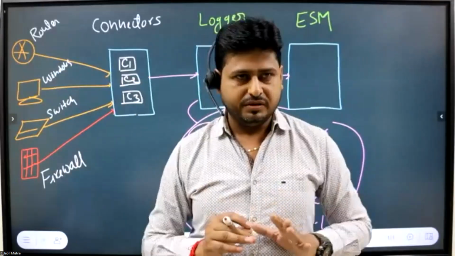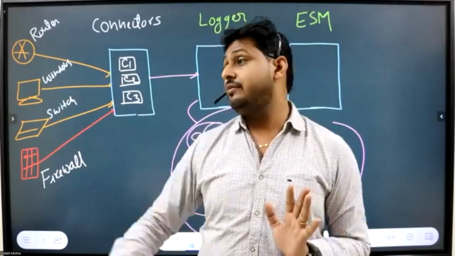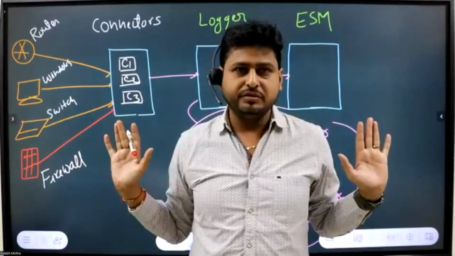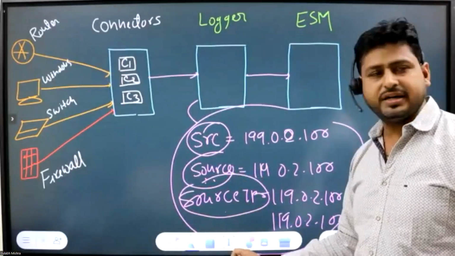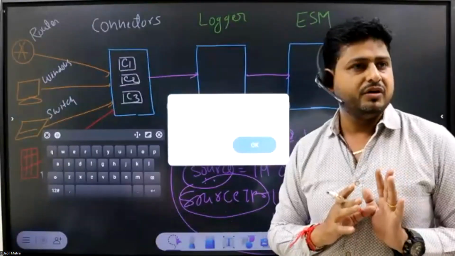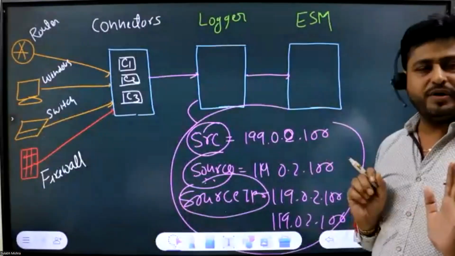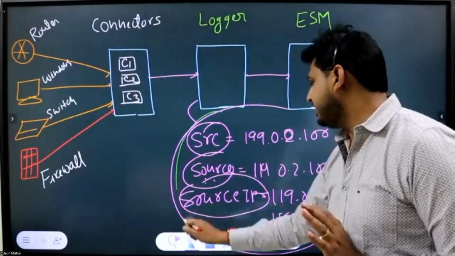Yes or no? Then compliance says that this is not going to work. Whenever you receive the log in the SIEM, it should be in a common format. Source address, source IP, SRC: this is not going to work. These source-related fields should all be identified with the same name.